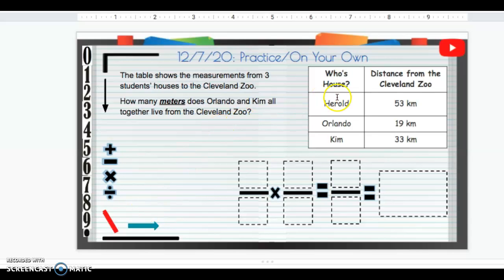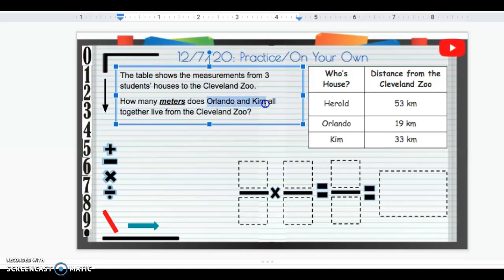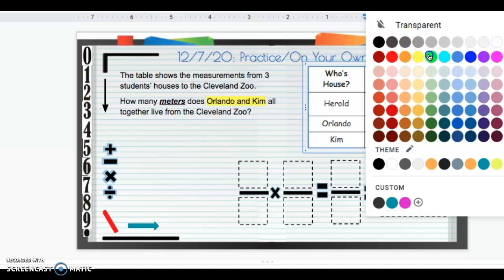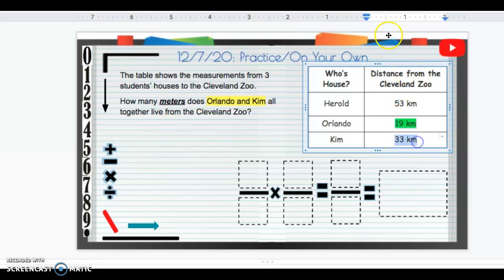All right, so this table shows the measurements from 3 students' houses to the Cleveland Zoo. And we want to know how many meters does Orlando and Kim altogether live from the Cleveland Zoo. So we have to first figure out the distance in kilometers, how far Orlando and Kim are. So we have to look at our chart. Well, Orlando is 19 kilometers and Kim is 33 kilometers.